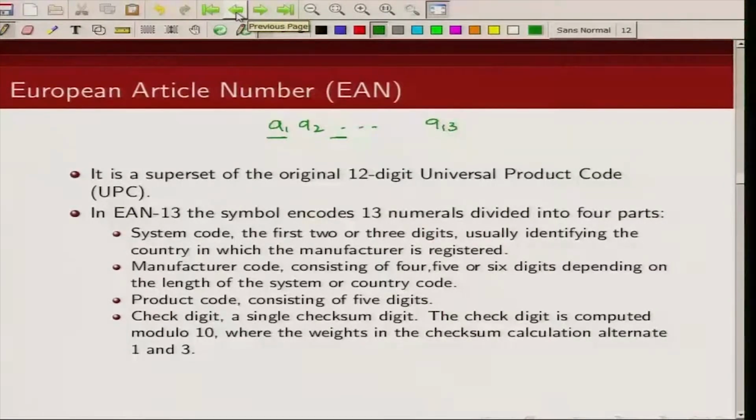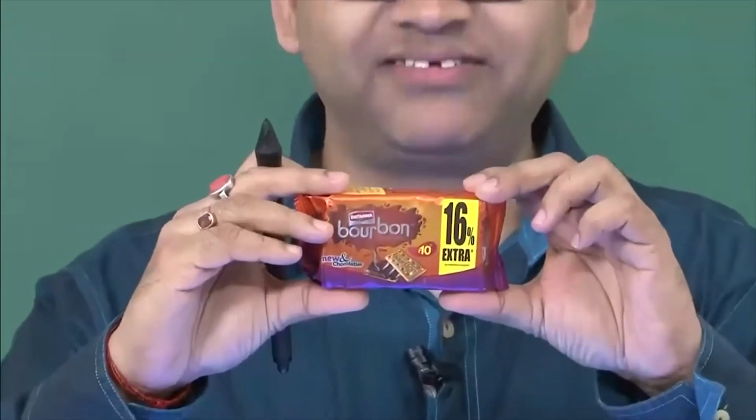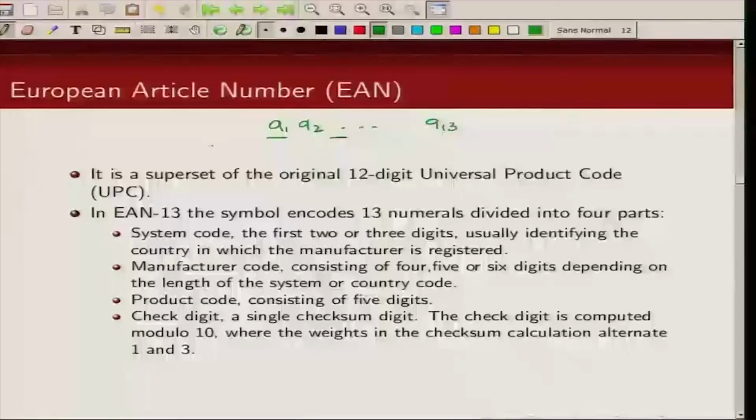So, I have this Britannia Bonbon biscuit, right, and what is the European article number for this? European article number for this is 89010631399190. So, this is my 13 bit, you can see 1, 2, 3, 4, 5, 6, 7, 8, 10, 11, 12, 13. This is a 13-bit European article number. Now, let us see whether this checksum bit is correct.